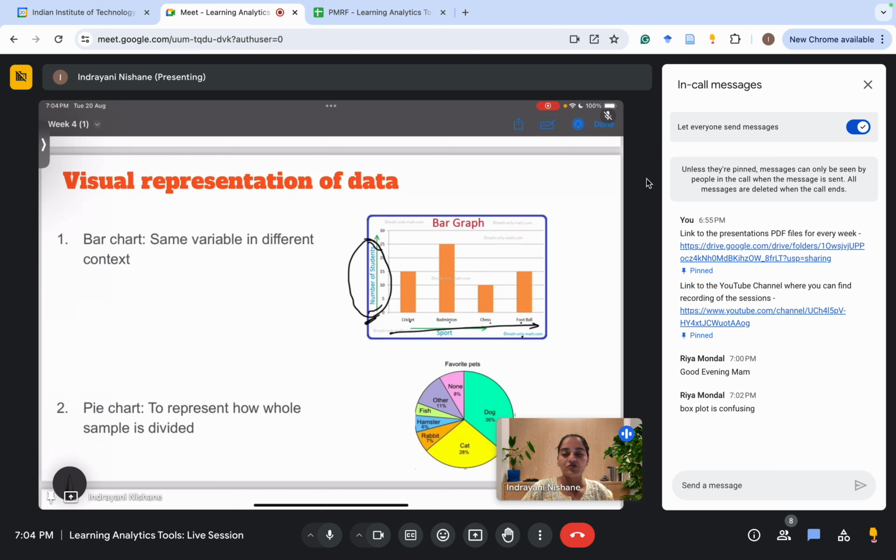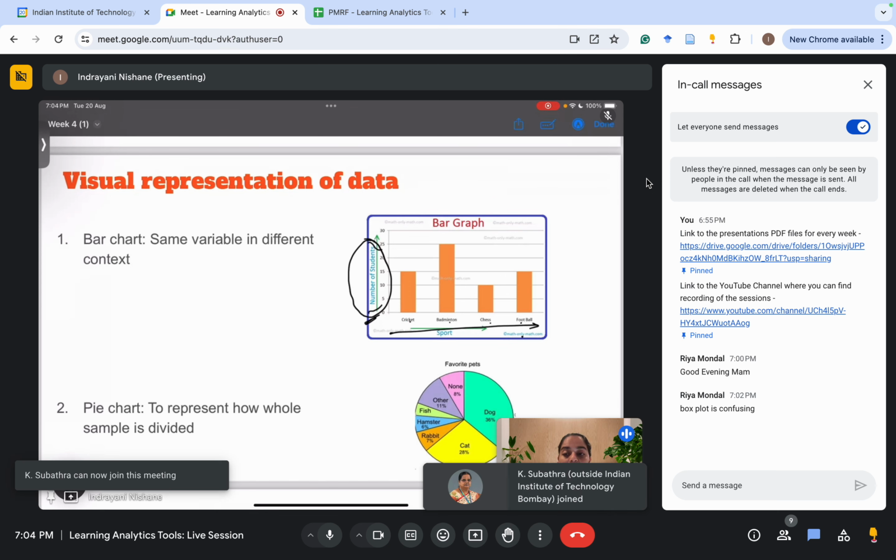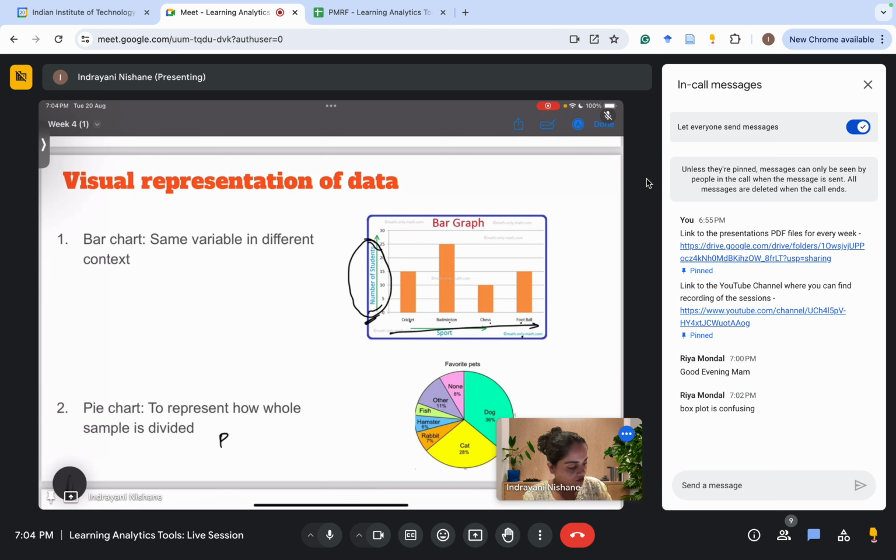And a pie chart is to represent how the whole sample is divided. So when you want to display a part-to-whole relation, like out of the whole pie how much portion is going to a particular category, such types of visualizations are very well depicted using a pie chart. So generally you can remember a pie chart as a part-to-whole representation of data.